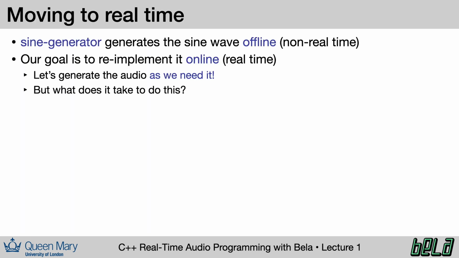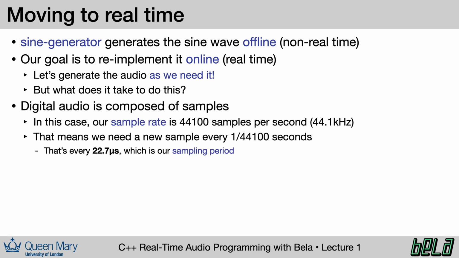As I said, the problem here is that sinegenerator is not calculating its values in real time. Our goal is to implement a real-time generator, and so the question is, how do we do that? Well, we know that digital audio is composed of samples. We know that in this case, Bela is operating at 44,100 samples per second. What that means is that we need a new sample every 1 over 44,100 seconds, i.e. we need a new sample every 22.7 microseconds.